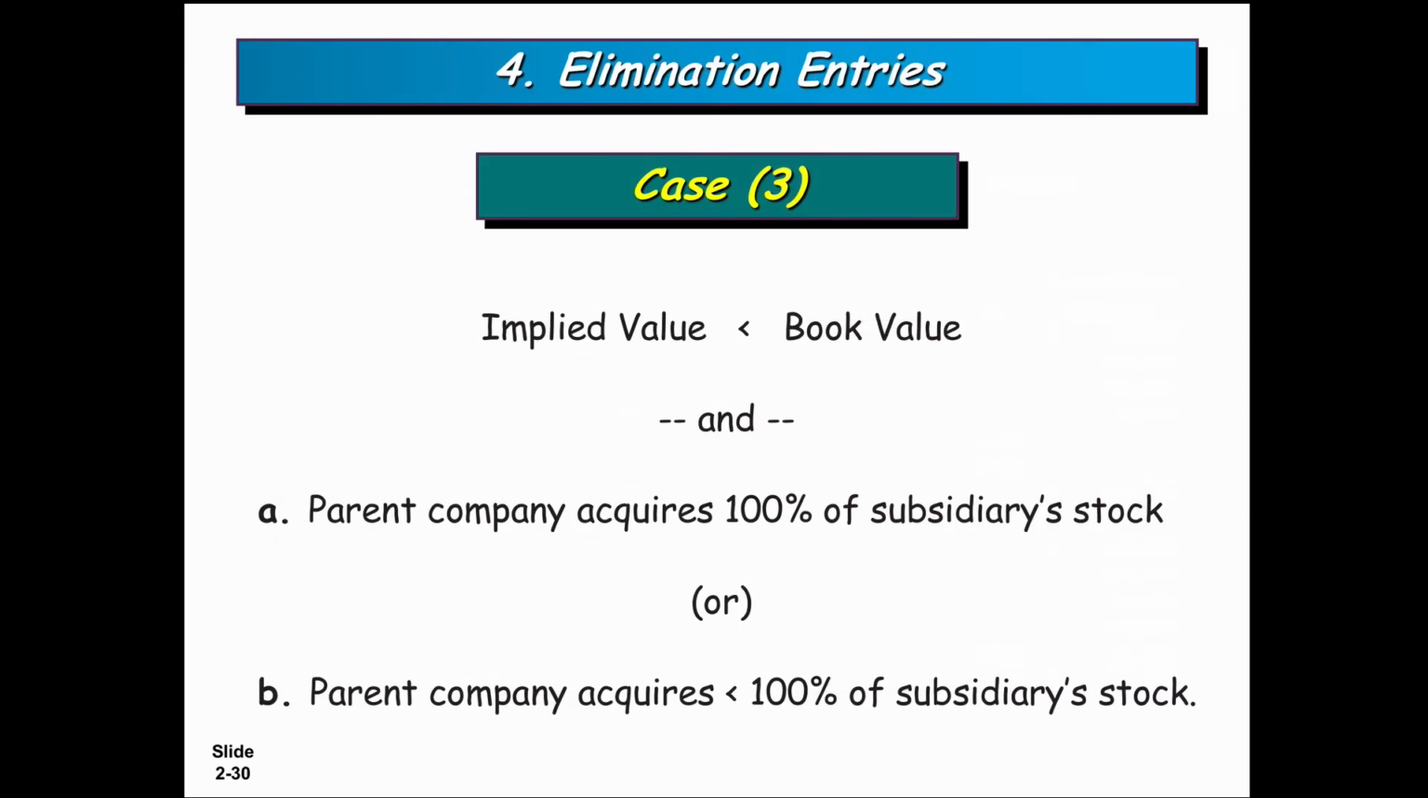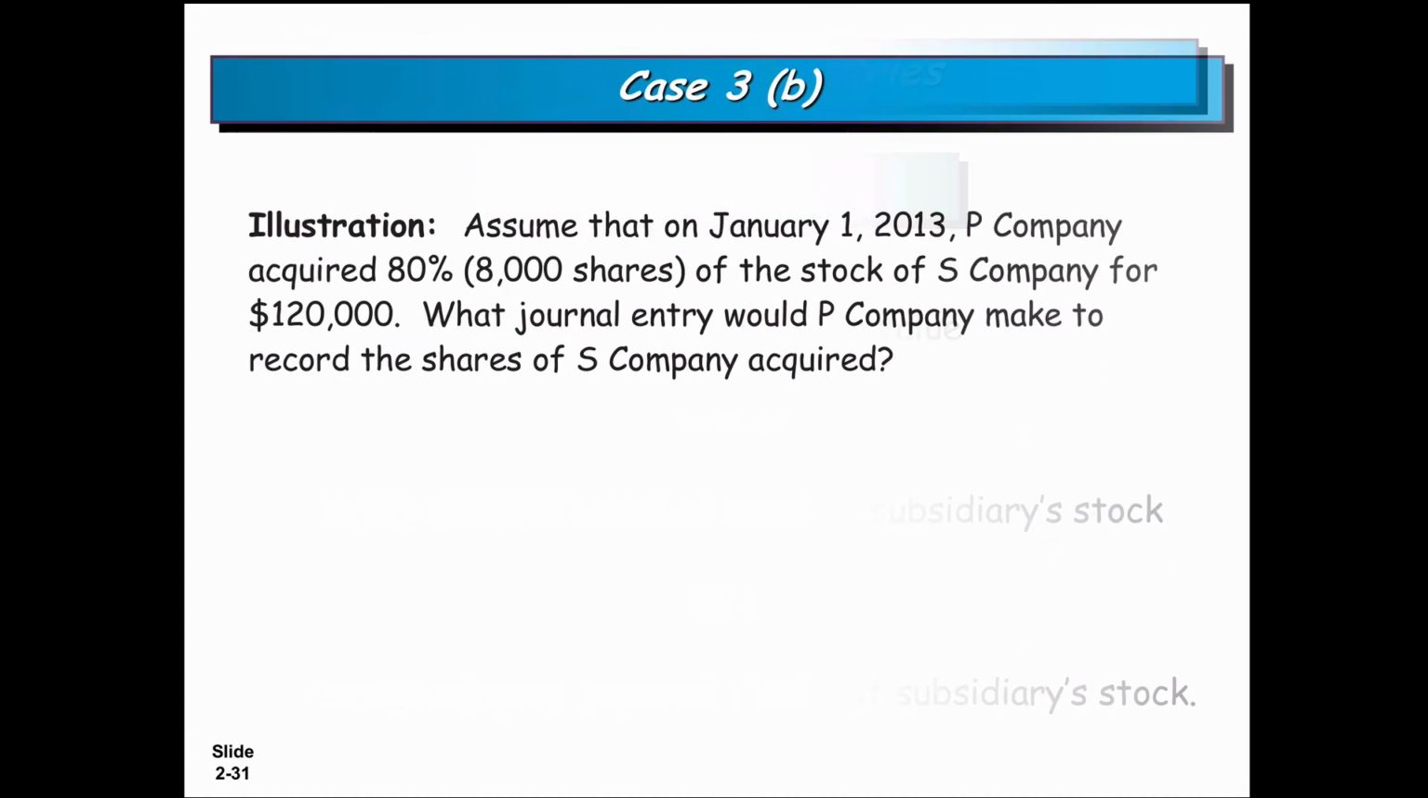In case 3, we assume the implied value is lower than the book value with 2 conditions. The first, the company acquires 100%. The second one, the company acquires less than 100%. And I'm going to focus on condition B, and we do the same thing. And I think now you can get it by yourself. If the implied value is lower than book value, we get gain on purchase.